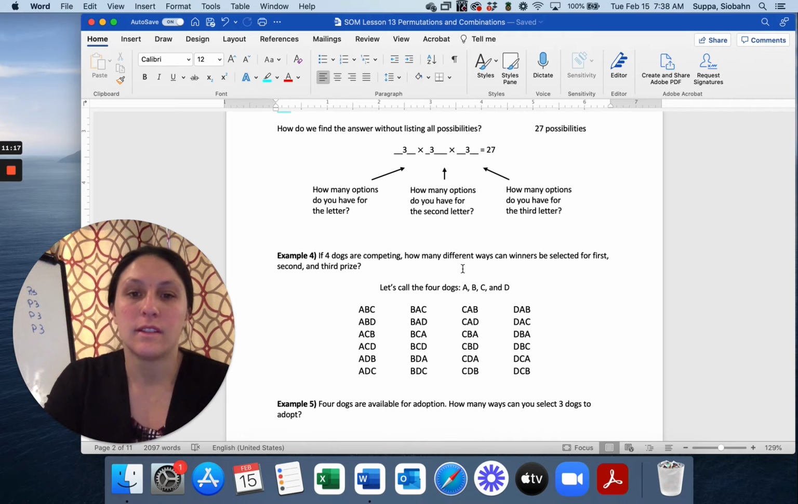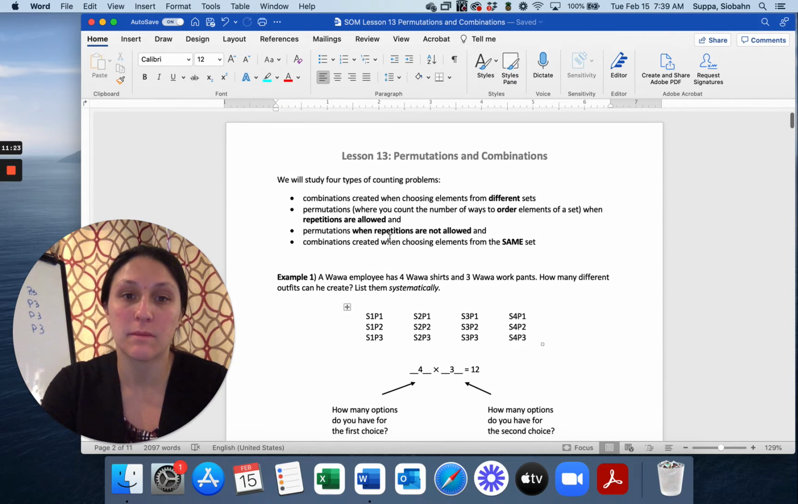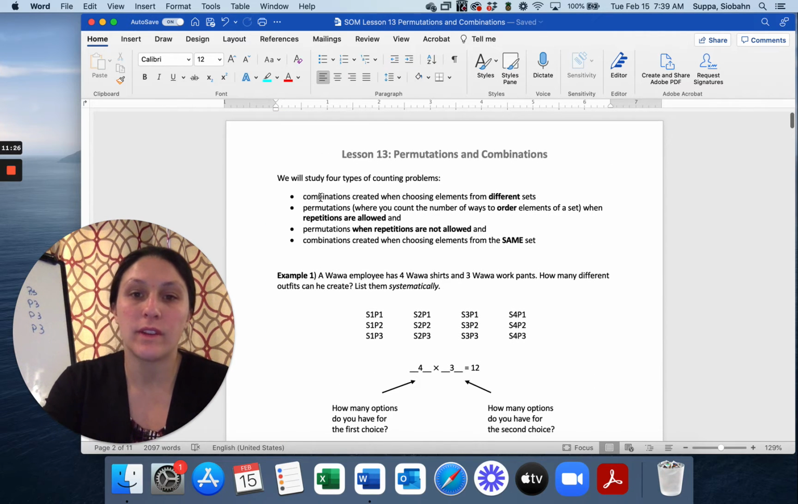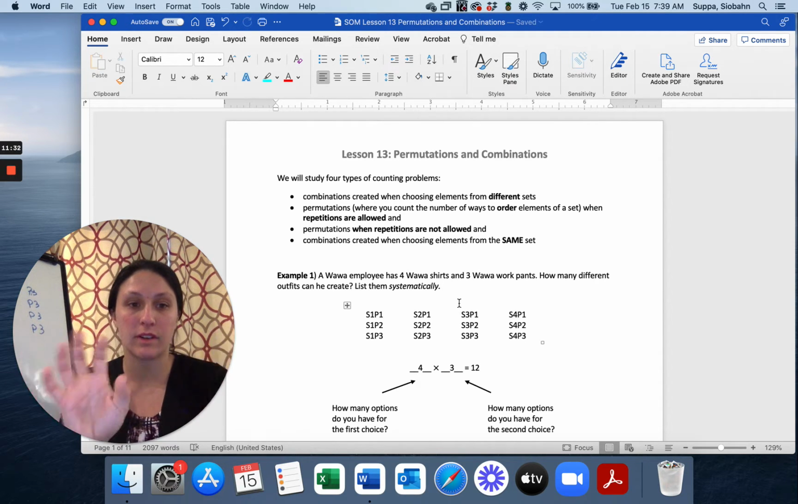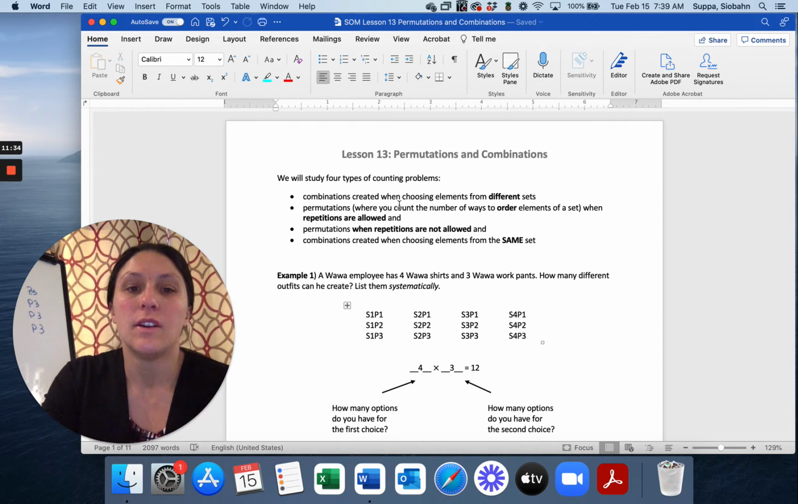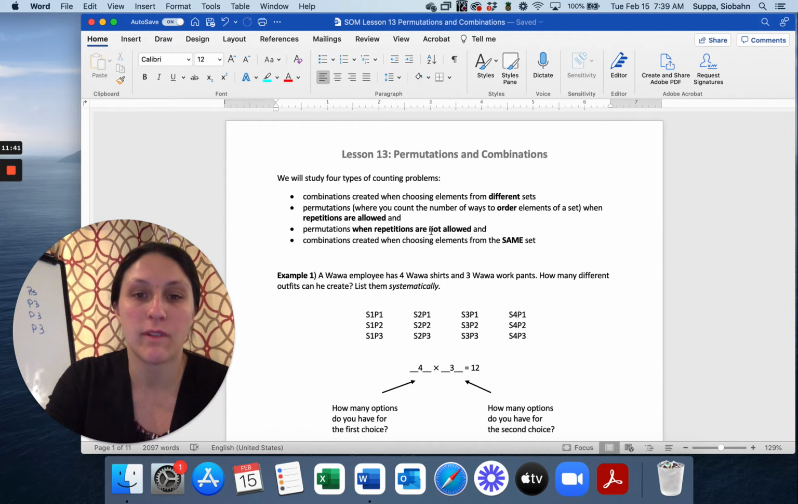So the next example is going to move us into thinking about combinations, the last type of problem. So let's come back up here. So far we've done combinations created when choosing elements from different sets. That's like the Wawa shorts and pants. You're choosing from different bins. We did a permutation where repetition is allowed. That's what we just did with the ID badges. And we did a permutation where repetitions are not allowed. That's what we did with choosing dogs to win a competition.